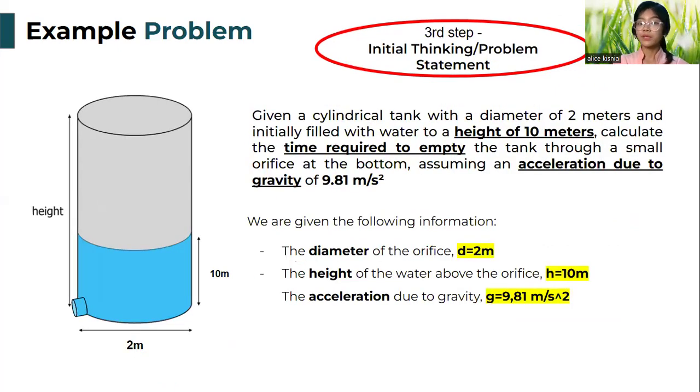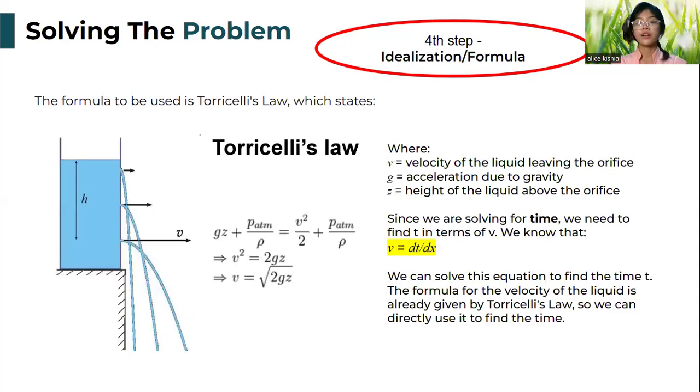And then we begin with the third step, initial thinking or problem statement. So now we begin to analyze the problem statement by analyzing the given information in the problem, which is the diameter, which is 2 meters, and the height of the water above the orifice, 10 meters, and the acceleration due to gravity, 9.81 meters per second squared.